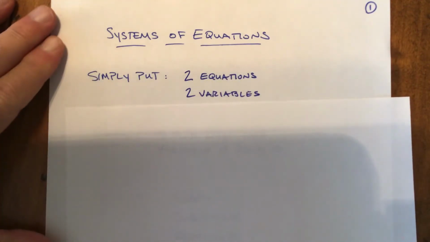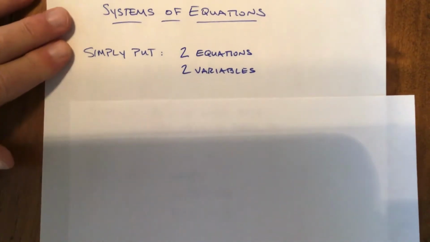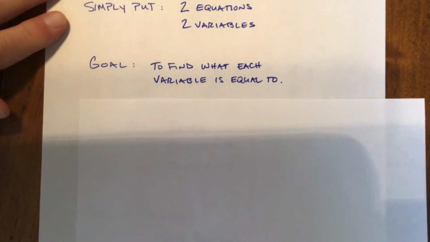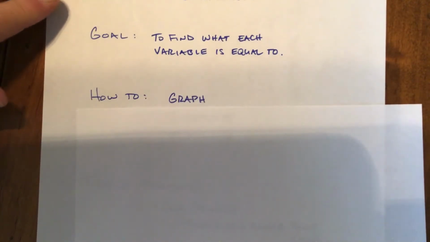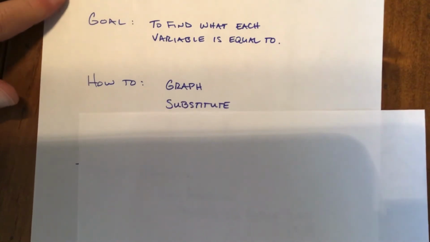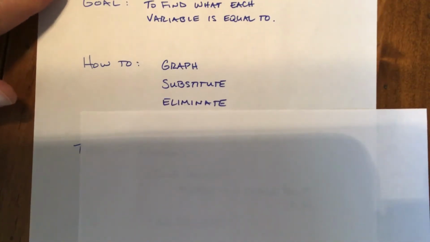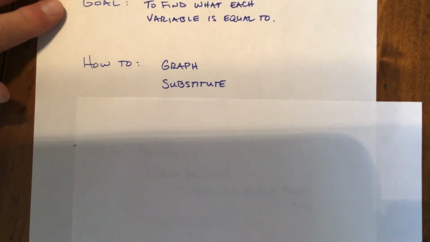All right, we're going to talk about system of equations once again. Remember that it's simply put, two equations with two variables. The goal is to find what each variable is equal to. Find out what x is, find out what y is. We learned how to graph last time, so today we're going to talk about substitution, and then the last one would be elimination, so we eliminate one. But today we're going to talk about substitution.